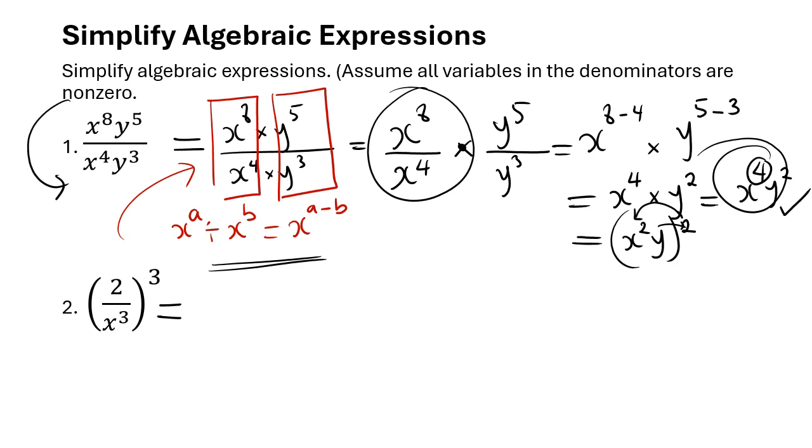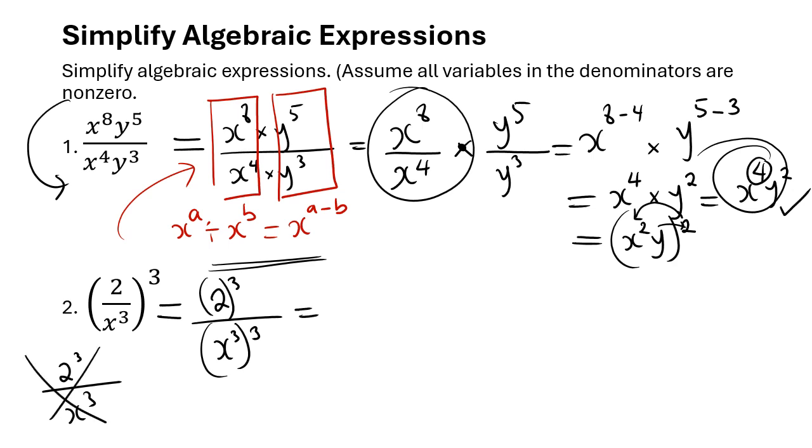For number 2, we have a numerator and a denominator all raised to the third power. So it will be 2 to the third power divided by x to the third, all to the third power. Be careful not to write 2 to the third power over x to the third power, because you have parentheses for both the numerator and the denominator. Also, 2 to the third power means 2 times 2 times 2, not 2 times 3. Students may do 2 times 3 and get confused and get 6. Nope. It's 2 times 2 times 2, which is 8.